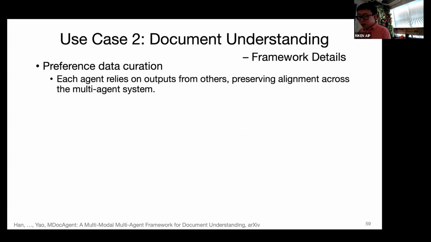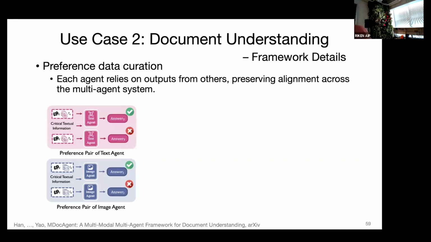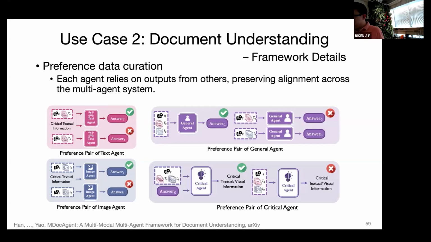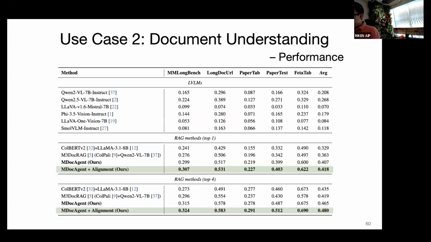Okay. We also apply the RAG-based preference data curation pipeline we discussed to these models, to preserve alignment across the multi-agent system, and to curate preference pairs for the text agent, the image agent, and also the general agent and the critical agent. Although the figure looks a bit complex, the process is not that complex. We just apply our RAG-based preference fine-tuning to these models.